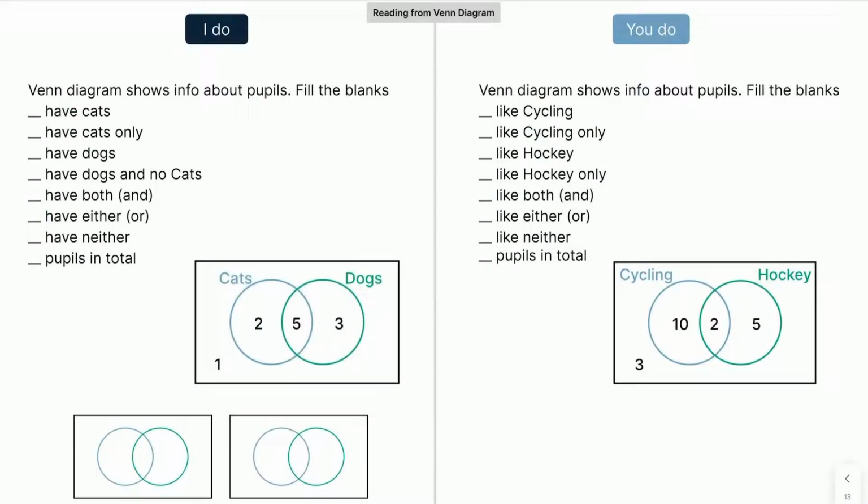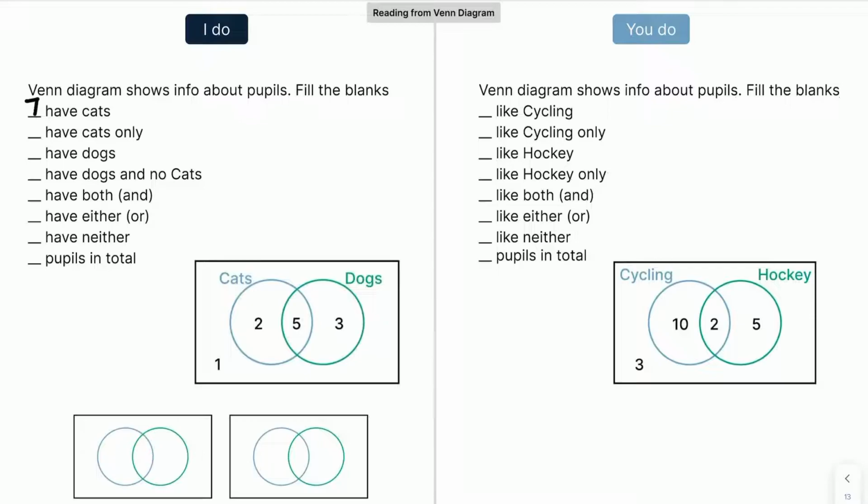And now moving on. So we've been given a Venn diagram here, and we've been asked to fill in the blanks, okay? From looking at this Venn diagram, the first one says have cats. So how many have cats? We've got some data. If I look at this Venn diagram, cats is this full circle here, so we know that 7 pupils have cats. And now if I look at the next one, it says cats only.